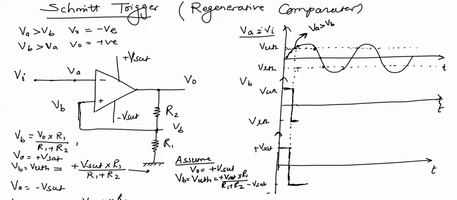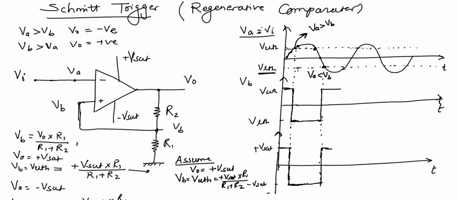When it crosses this point, which is the present value of VLTH, Va becomes less than Vb, and output switches from minus Vsat to plus Vsat. If output changes from minus Vsat to plus Vsat, Vb will be again plus Vsat times R1 over R1 plus R2, which means it will become again VUTH.